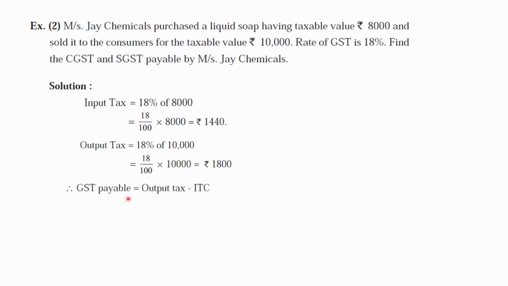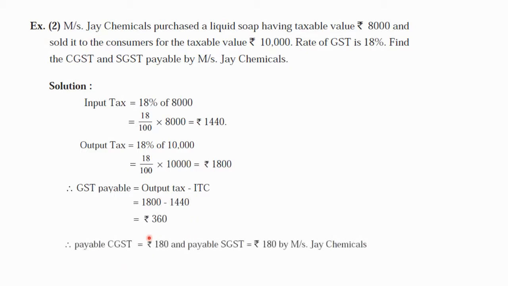And now we have to find the GST payable. So we'll take the difference, output tax minus input tax credit. So that will be 1,800 minus 1,440, and that is rupees 360. So payable CGST and SGST will be half of 360, and half of 360 is 180. So 180 rupees is CGST as well as SGST.